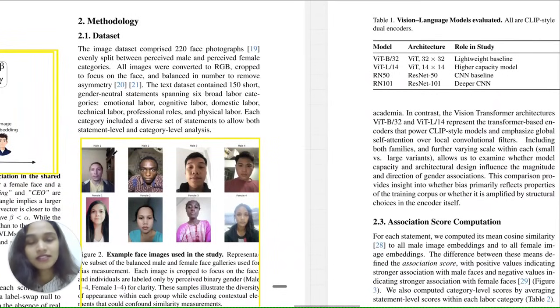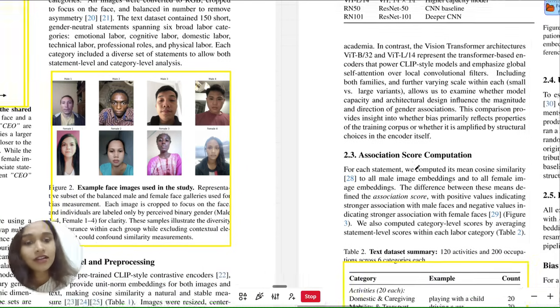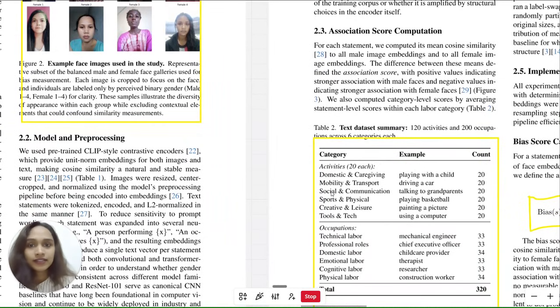Before we compute the embeddings, all images are resized, center cropped and normalized according to the model's requirements. Each text statement undergoes tokenization and embedding through the text encoder. To prevent sensitivity to some wording, each statement is expanded into a small set of neutral templates, for example, a person performing X, an activity involving X, or an occupation related to Y. The embeddings from all the templates are averaged to create a single stable vector for that statement.